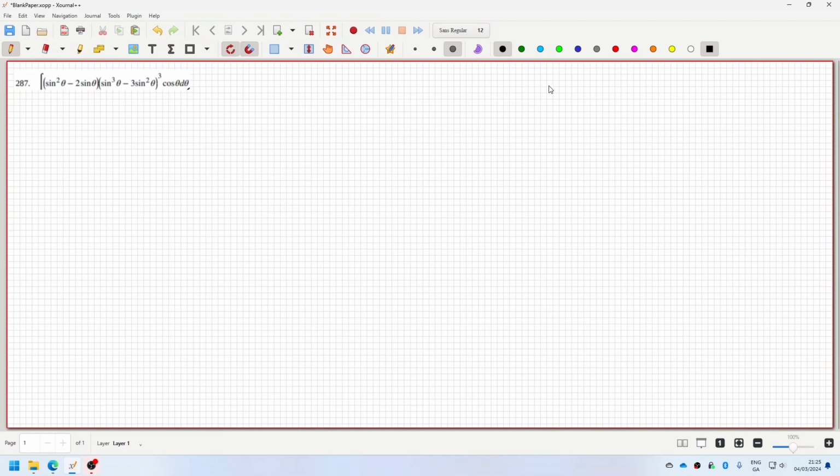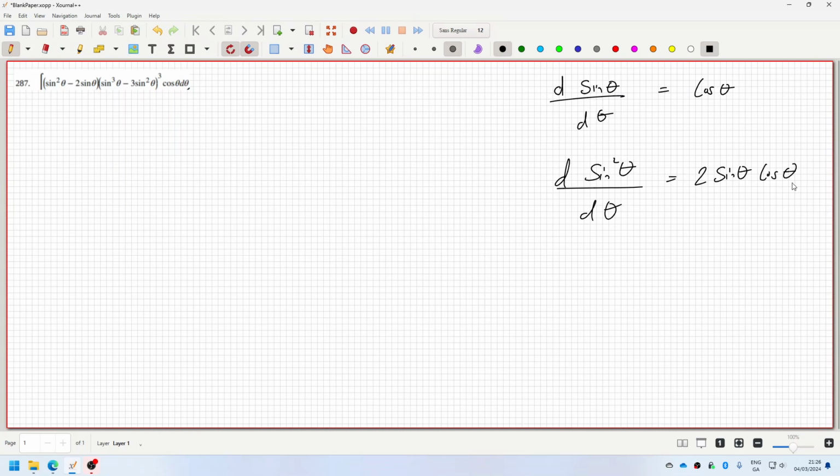Note the derivative of sine theta d theta is equal to cos theta. The derivative of sine squared theta d theta is 2 sine theta cos theta.